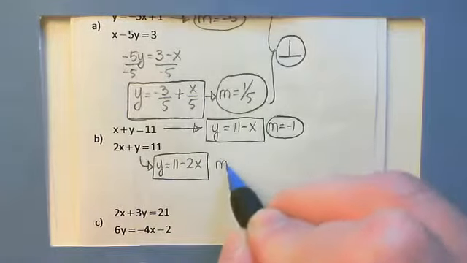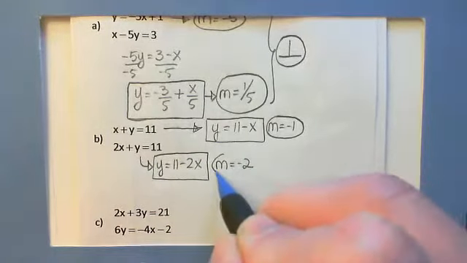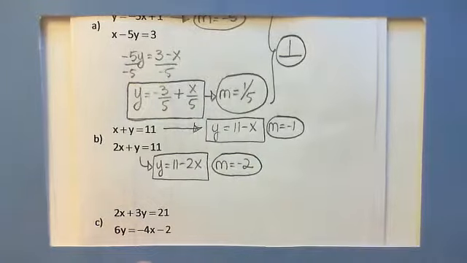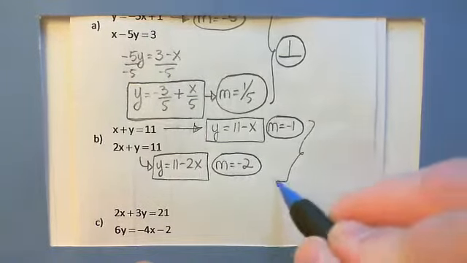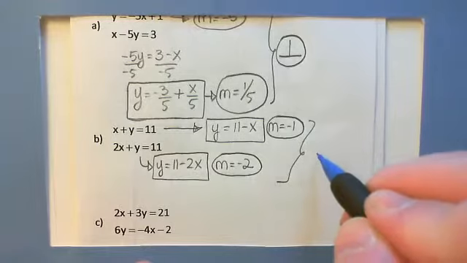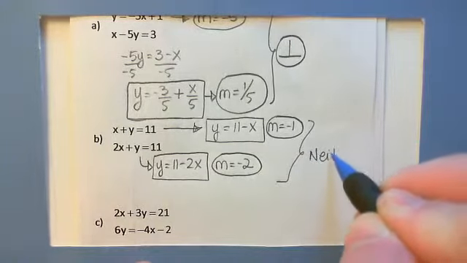And my slope is m equals negative 2. Okay, now if I compare these two slopes, the slopes are different, so I can write neither.